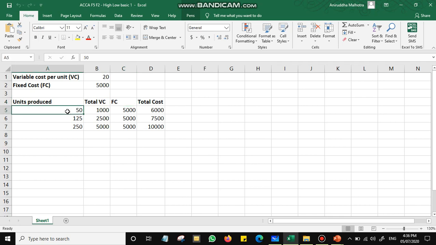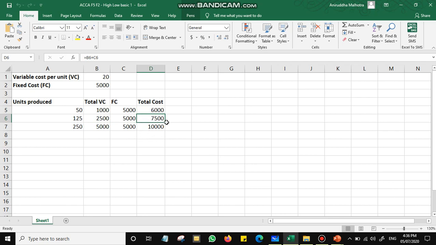So when you're producing 50 units, your total variable cost will be 50 units into $20 per unit, that is $1,000. Likewise, for 125 units, it will be 125 into 20, that is $2,500. And likewise, for 250, it will be 5,000. So as you can see, your total variable cost increases as the activity level or manufacturing increases. However, in all the three cases, your fixed cost remains the same, which is 5,000. Now that we have both the costs, we can calculate the total cost, that is 1,000 plus 5,000, we get 6,000. Likewise, 2,500 plus 5,000, we get 7,500, and so on.